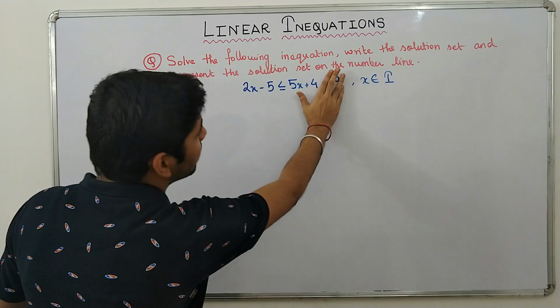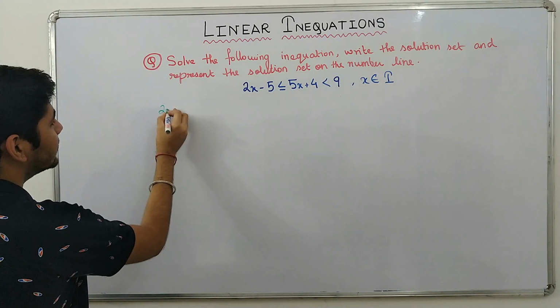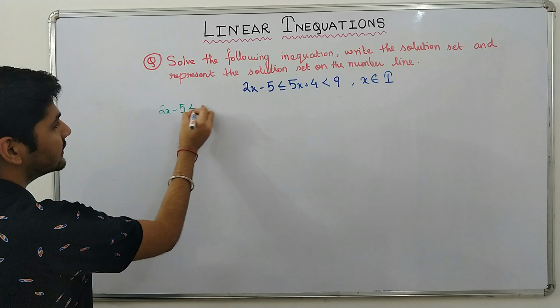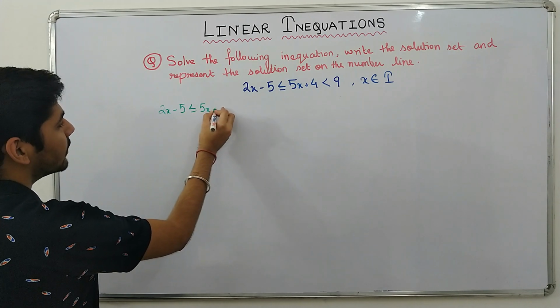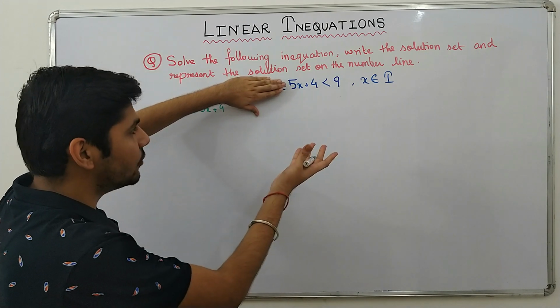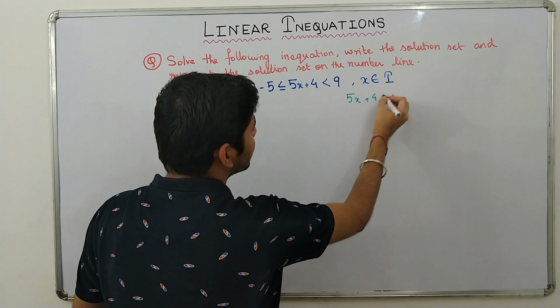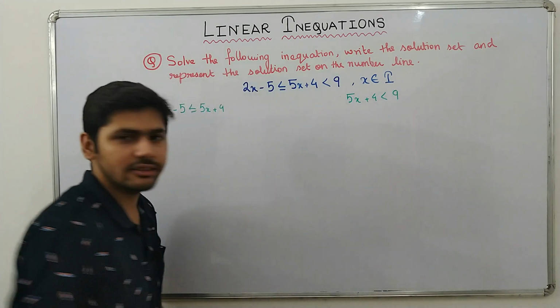So I will cover this up and I will get one inequation which will be 2x minus 5 is less than equal to 5x plus 4. Then I will cover this part to get the next inequation, which is 5x plus 4 is less than 9. Let's solve them.